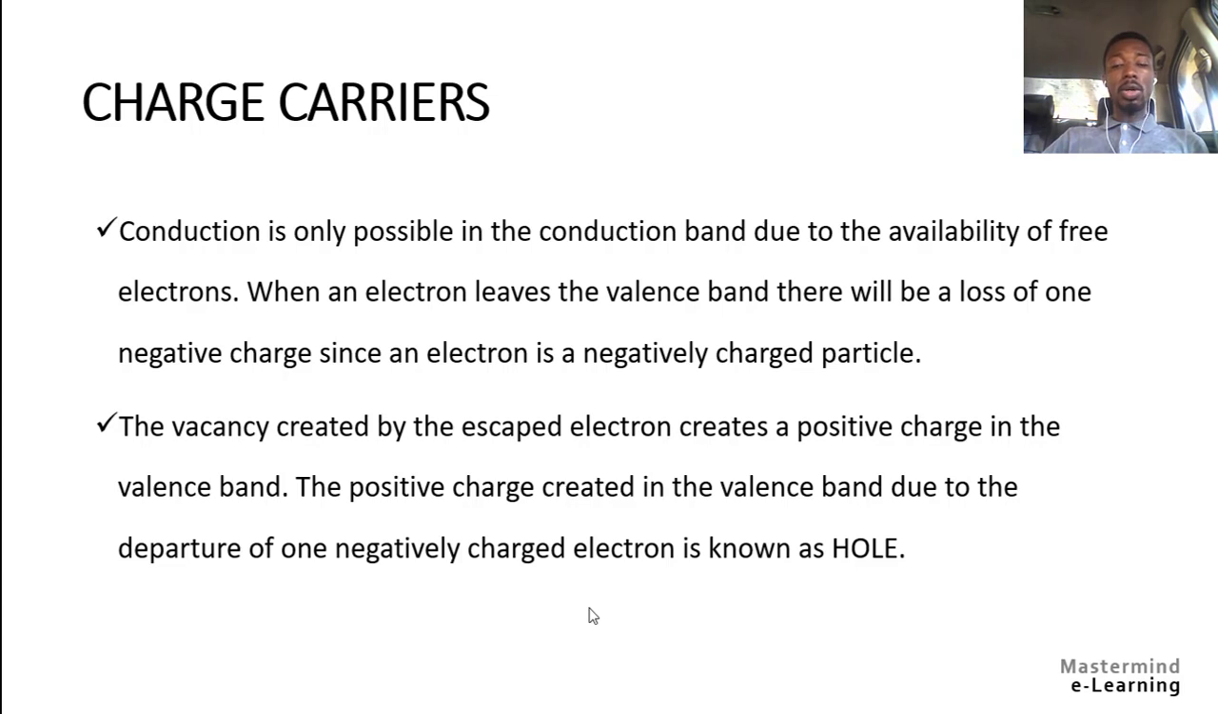Now let's look at what we call charge carriers. Conduction is only possible in the conduction band due to the availability of free electrons. When an electron leaves the valence band, there will be a loss of one negative charge, since an electron is a negatively charged particle. The vacancy that is created when the electron leaves that place, we call that vacancy the hole. This hole has a positive charge.